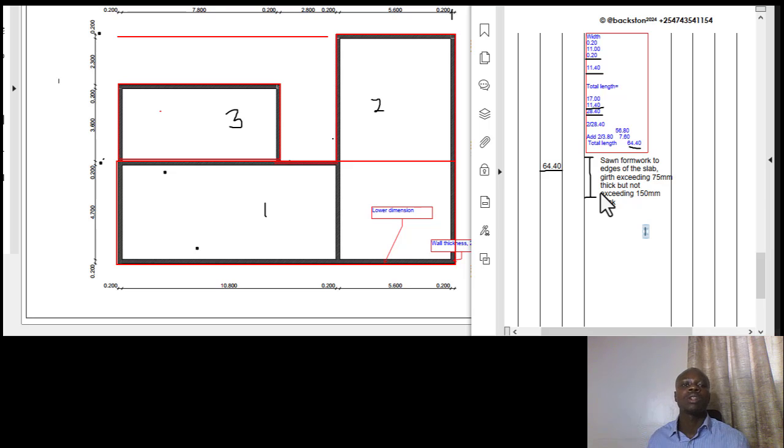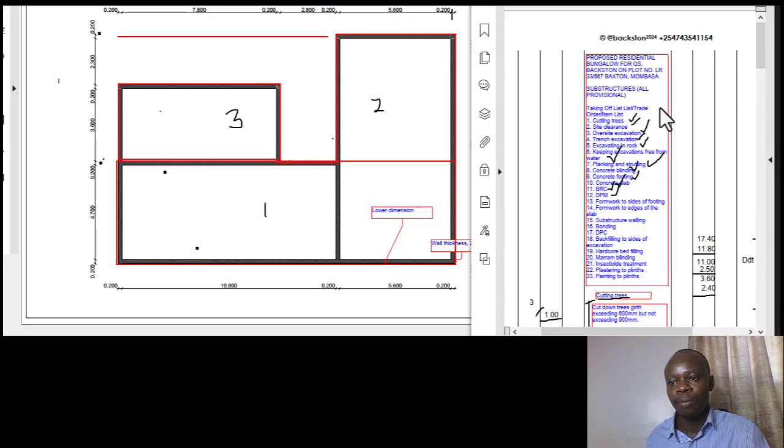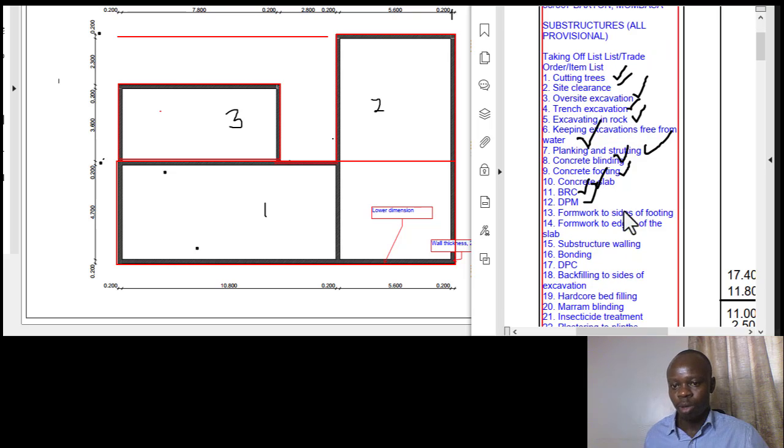And as usual, these sessions are building on each other. So from what we've done, the next items are going to be what is listed in our plan. Okay, so we've covered formwork to sides of the footing, we've covered formwork to edges of the slab. Therefore, the next item is going to be substructure walling. Okay, so as they come in that particular order, you are able to build your knowledge in a good format without having to skip from one item to the other, where you will be lacking that sequence in terms of how the items should follow one another.